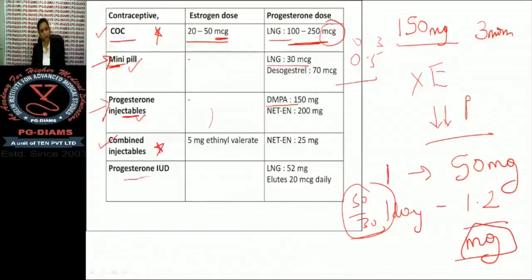Then coming to progesterone IUD, the levonorgestrel IUD, which is also called Mirena, contains 52 milligrams of levonorgestrel and elutes 20 microgram daily. This is similar to the dose of mini pill, so the hormonal action will be similar to mini pill. Apart from that, it will also have the foreign body effect of an intrauterine device.